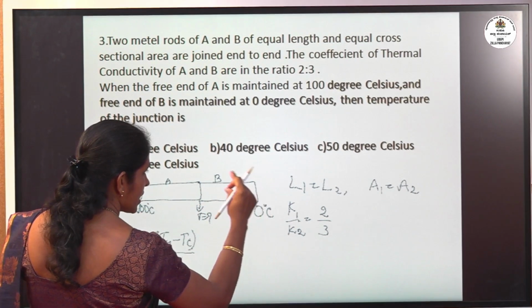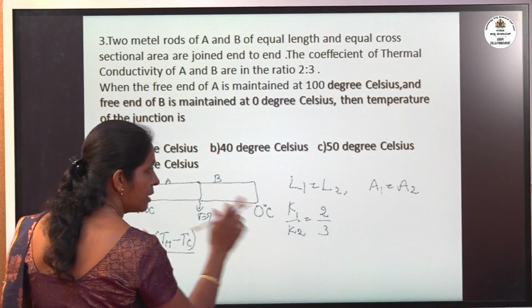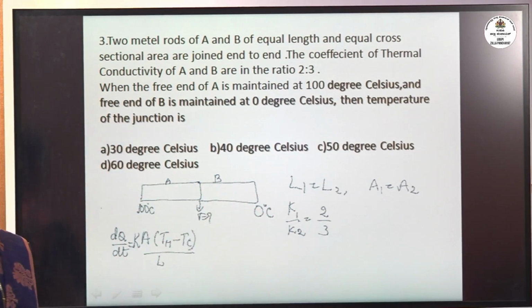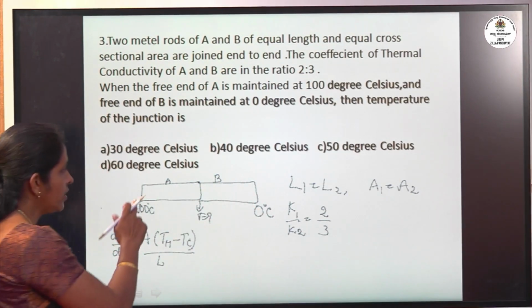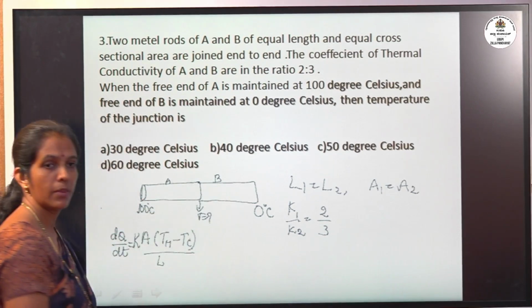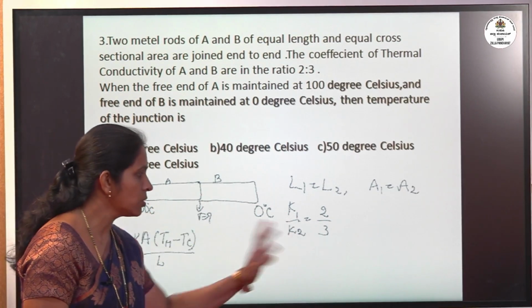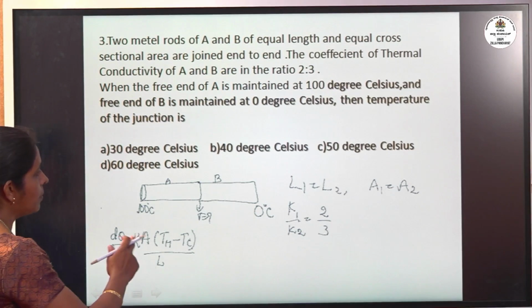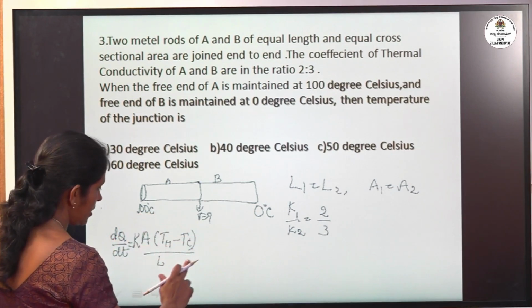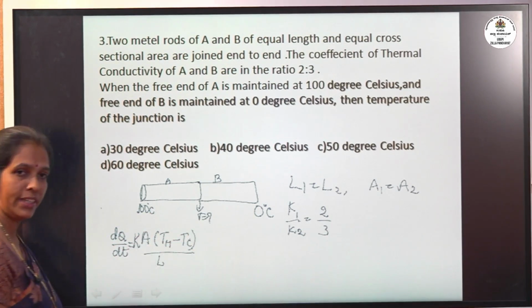Different materials are connected end to end, and the free ends of A and B are kept at two different temperatures. They have equal area of cross section and equal length. L1 is equal to L2, A1 is equal to A2, and the thermal conductivities of A and B are in the ratio 2:3. We use the equation dQ by dt is equal to KA into (Th minus Tc) by L.